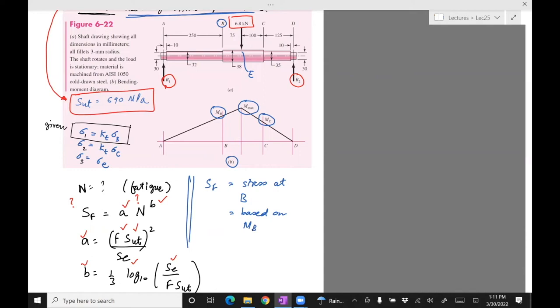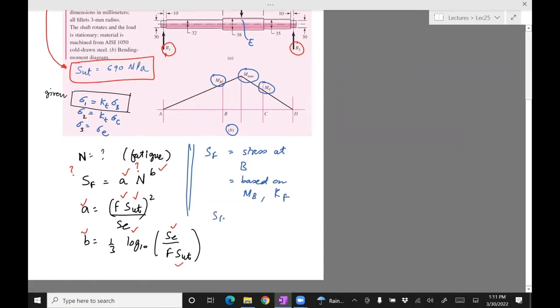But then there's a change in geometry. So we need a KT, but we can't use KT here because this is not static loading. It's variable loading. So we need to compute KF. So the stress in this case would be KF times the stress at B due to MB. So that's the entire solution of this problem, and we just need to work out the details now.